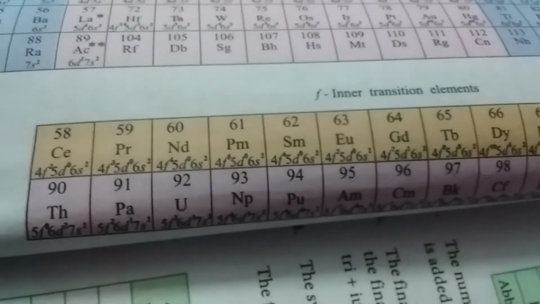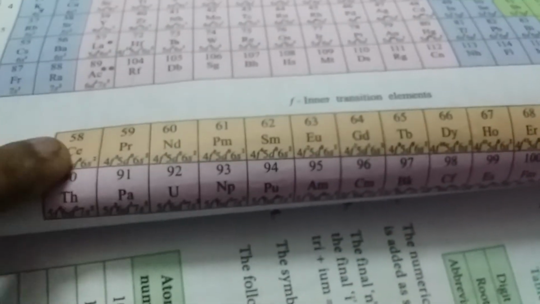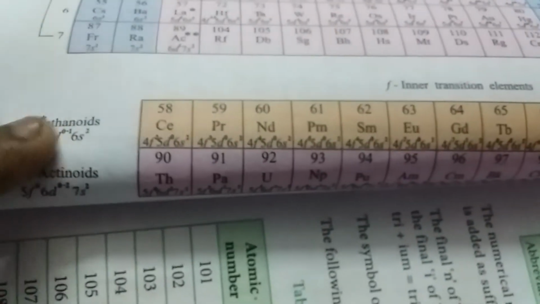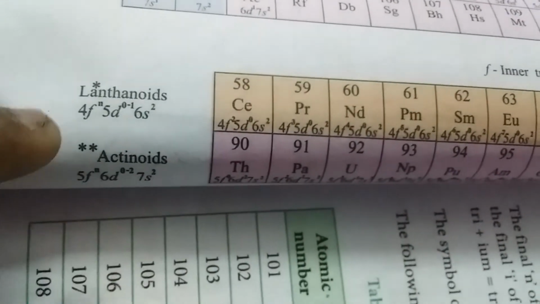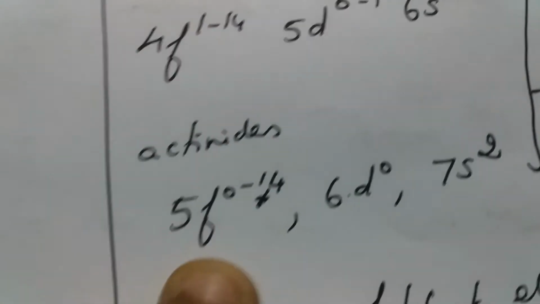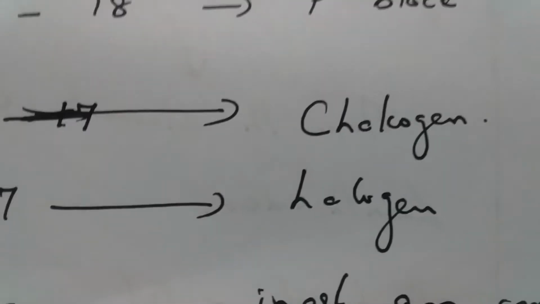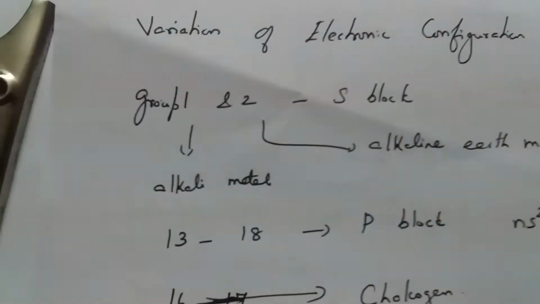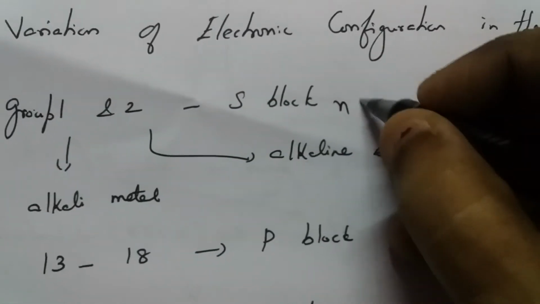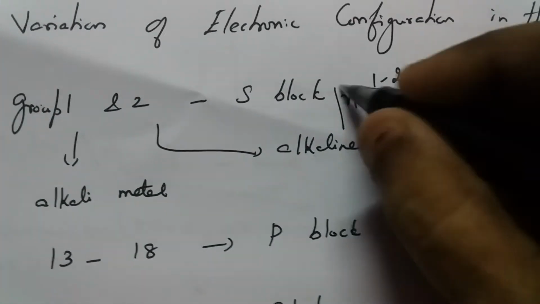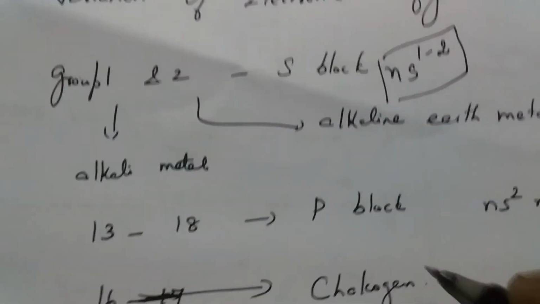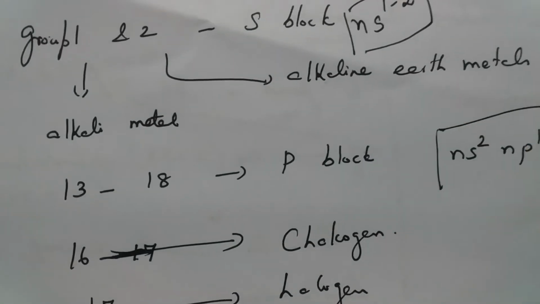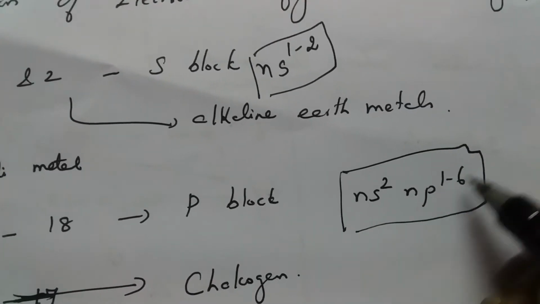And the last one is the F block elements, kept in the lower side as the F inner transition series. These two are the lanthanides and actinides. Now we are going to see the general electronic configuration. For the s block elements, it is ns1 to 2. For the p block elements, the general electronic configuration is ns2 np1 to 6.